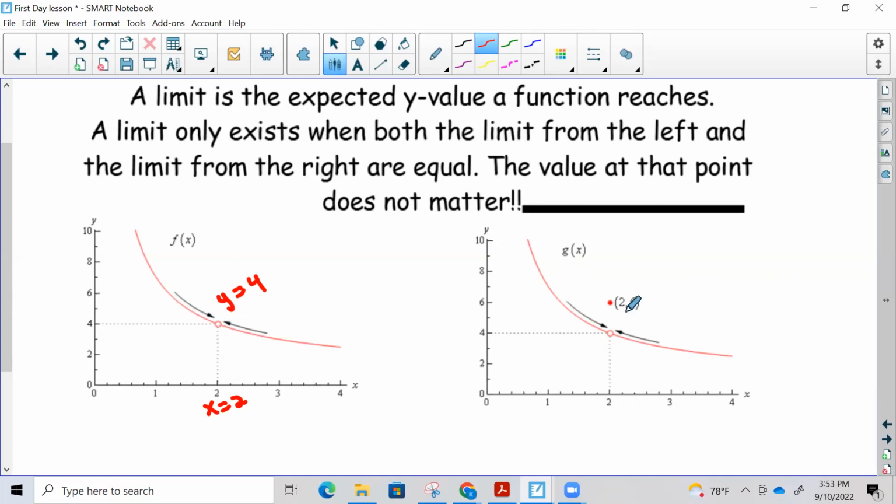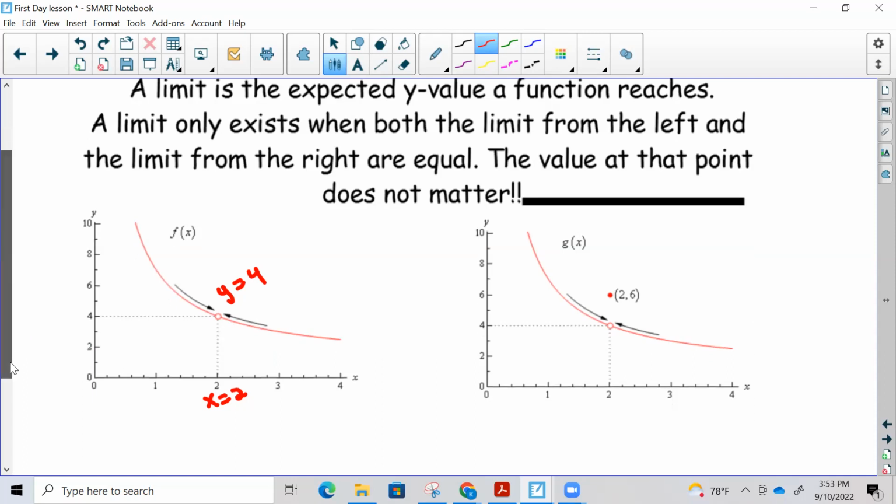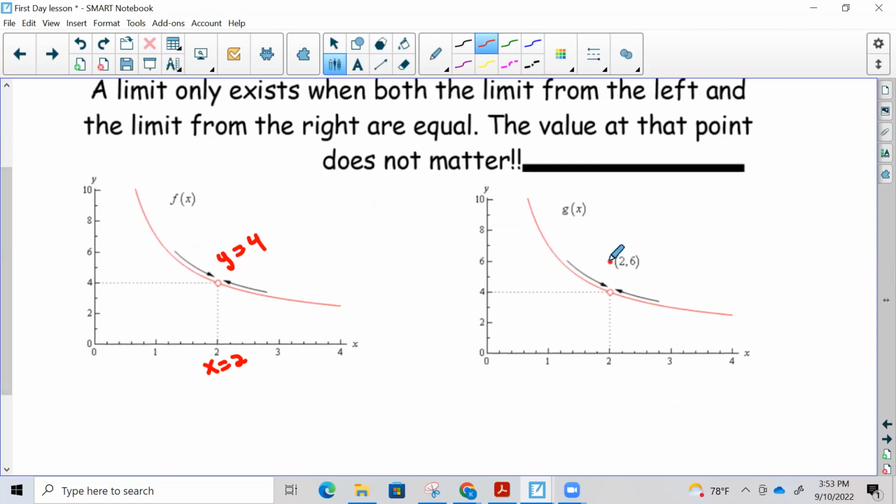And this function g of x is the same thing. Even though the point here is at (2, 6), we don't care what happens at the point. We can see as we trace the curve from the left to the right, the y value is going to be really close to 4, like it's approaching 4. And if we come from the right to the left, we can also see that it's approaching 4. Okay, and so we would say the limit is 4.